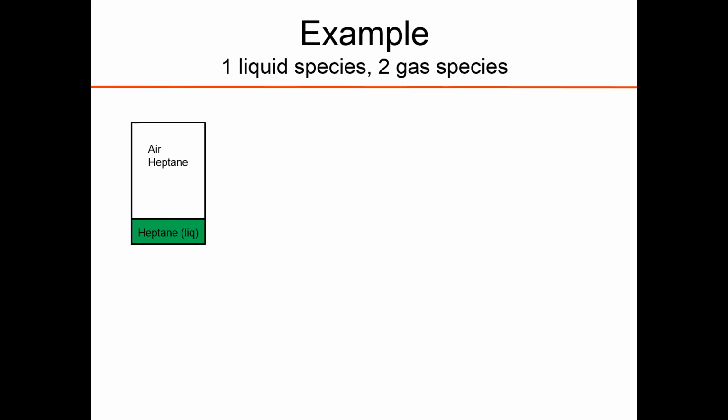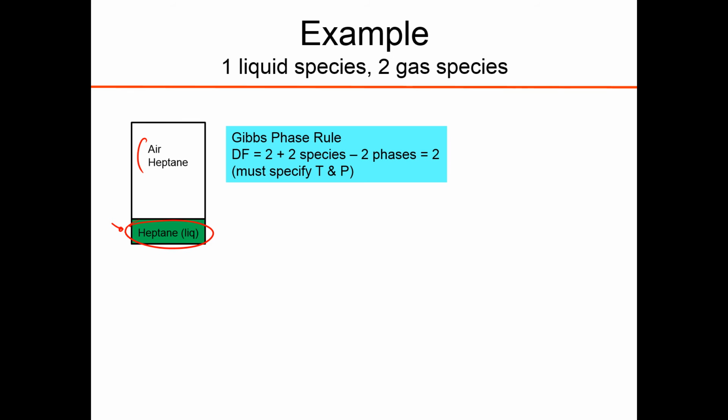Okay, so let's go through one example here. We have heptane in liquid, and then we have air and heptane in our gas. We're just going to assume that the mole fraction of dissolved gas is very, very low, although there is going to be some in this. Let's look at the Gibbs Phase Rule. We take 2 plus the number of species minus the number of phases, and that gives us 2 degrees of freedom. So we need to specify temperature and pressure.